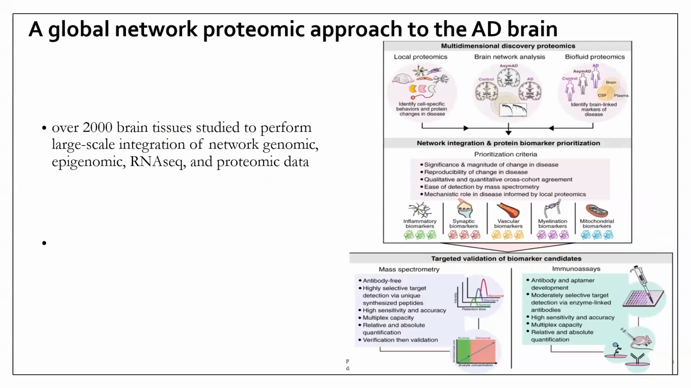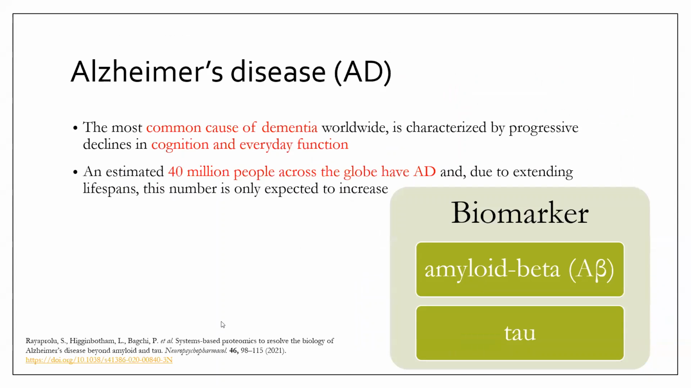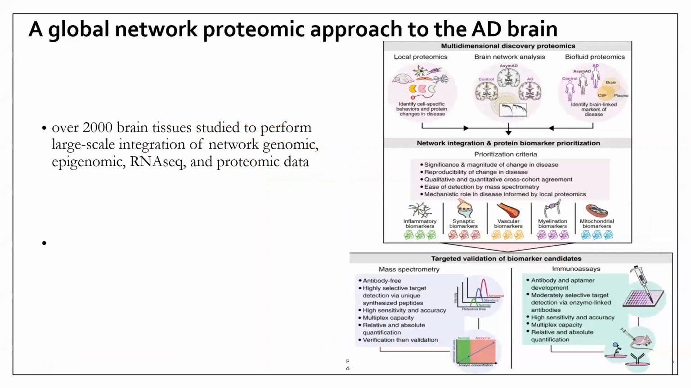In this paper, by Raya Prolu, published in Neuropsychopharmacology in 2021, a recent paper, they have taken 2,000 brain tissues. They have done genomic, epigenomic, and proteomic data. We will focus on the proteomic data. We will not go into the details of the genomic, epigenomic, and RNA sequence data.